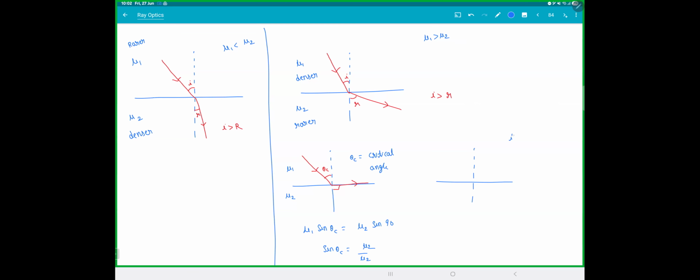Now, if you exceed this angle, if your angle of incidence becomes greater than theta critical, the light ray simply bounces off like a mirror. There'll be no refracted ray. The light won't even enter the other medium. This phenomenon is called total internal reflection, TIR. I'm sure you studied in school till here. Clear with this?